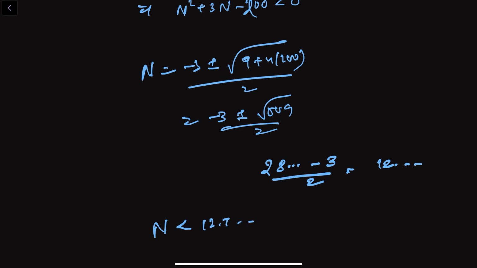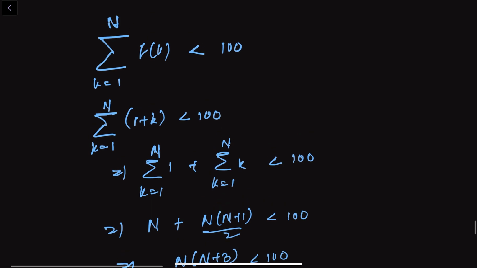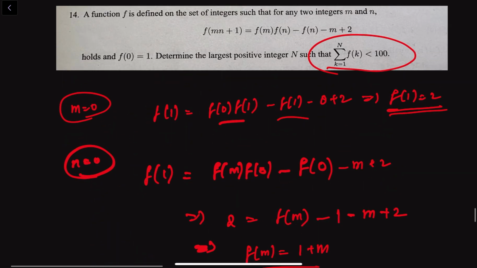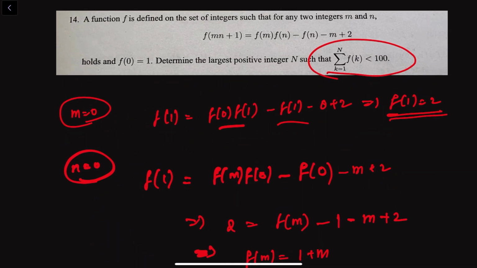So if n is less than 12 point something, that means n equals 12. The maximum value of n that satisfies this inequality is 12. So therefore the answer for this question would be 12. So that's it for this video. We'll meet in the next video.